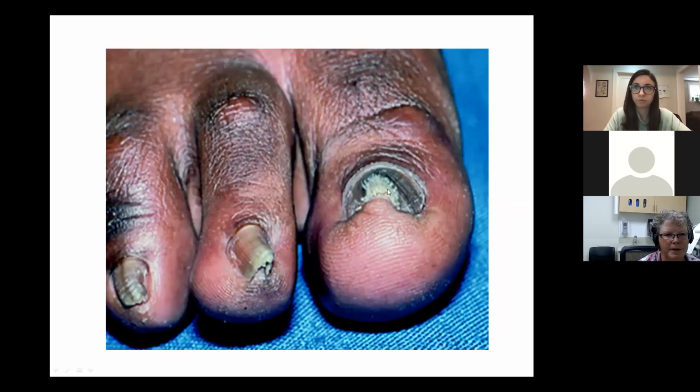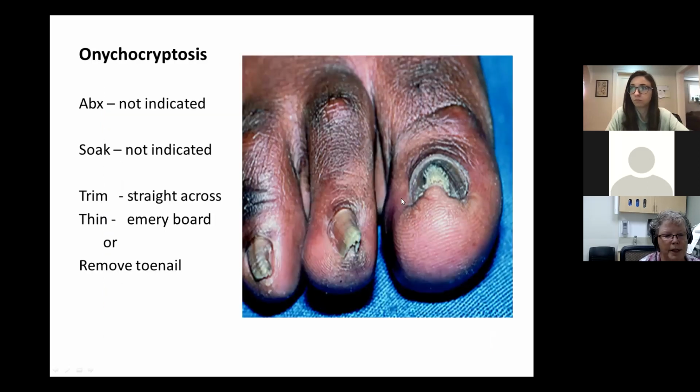What if someone's billed as having an ingrown toenail and this is what they bring you? So again, although the background coloration of the skin can be a little bit trickier to look at, I still don't see any erythema. I don't see any exudate, but I do see some toenails that look uncomfortable. So this is onychocryptosis. This is malformation of the toenail.